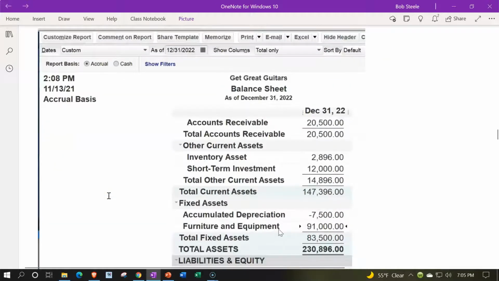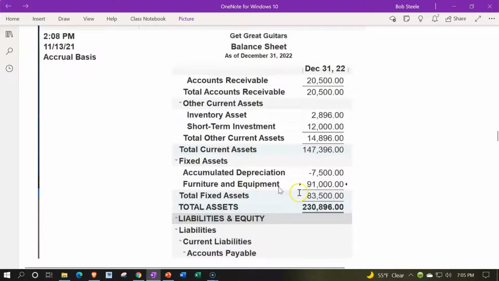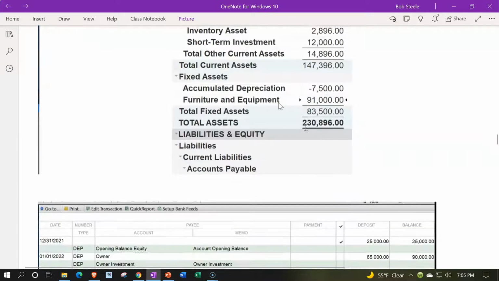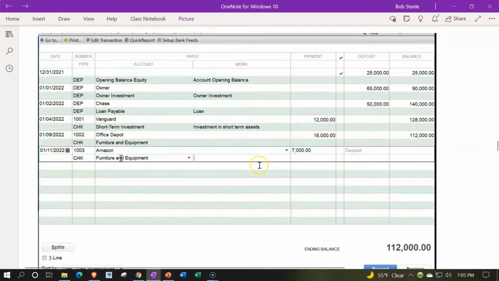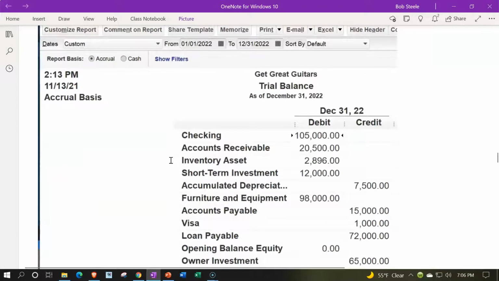And if we go to the balance sheet now, we've been spending some cash and we're focused down here on the furniture and equipment. So we have added furniture and equipment, and we also added that short-term investment, parking some of our cash there for the short term. Then we're going to go back and add some more furniture and equipment in the register here, purchasing from Amazon this time, going to be $7,000. Again, the other side is just going to furniture and equipment. This is probably the fastest way to do that data input.